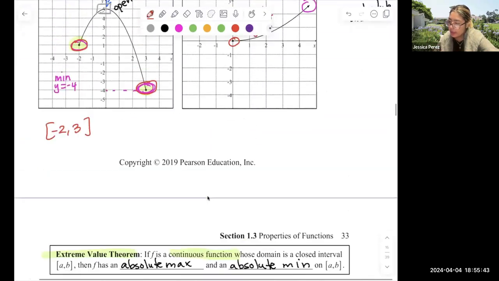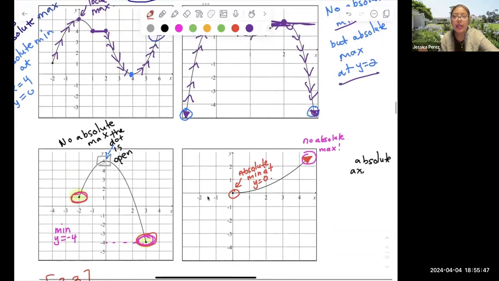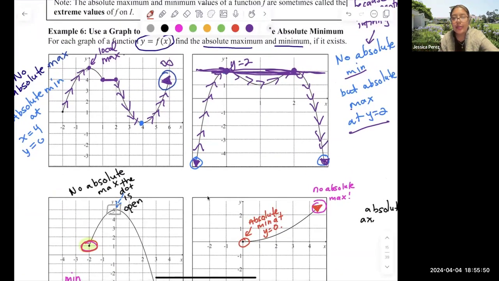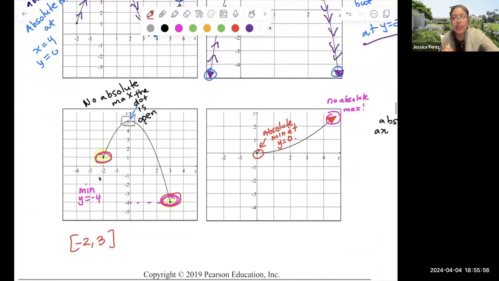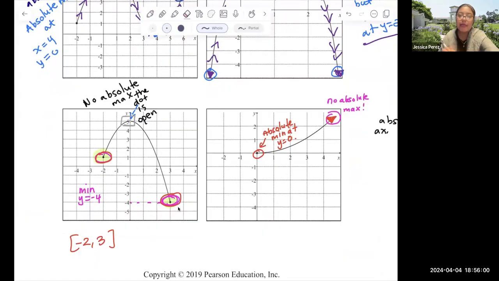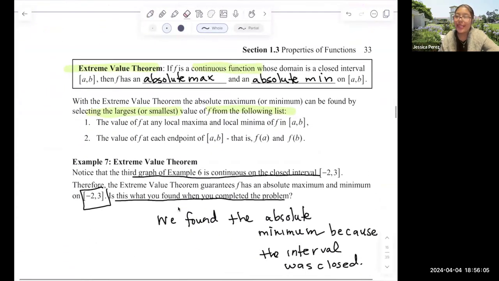If you look at all of the rest, this is not a closed interval because this goes off to infinity. The other one also goes to infinity, and this one also goes to infinity. The only one that did not go to infinity was between -2 and +3. And there is a guarantee to have either an absolute max or an absolute min. That's what this theorem is saying.